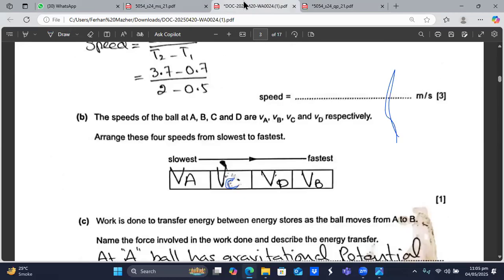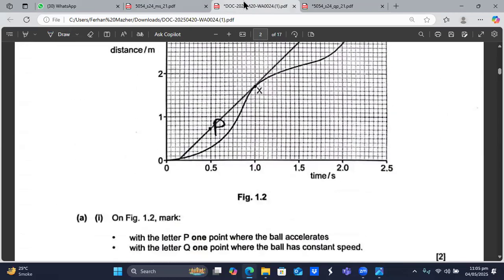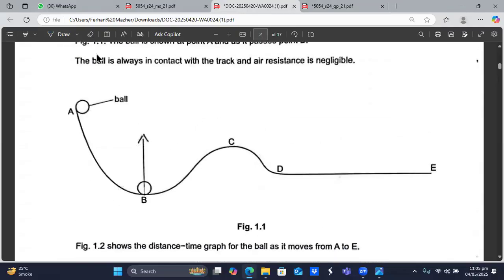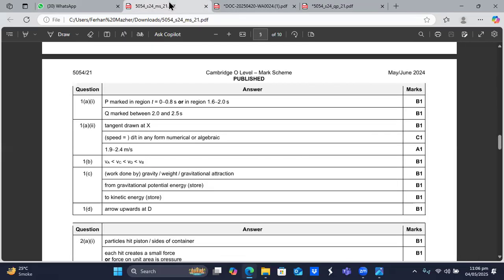Remember this thing. Let me show you here. We have done that here. So you see this resultant force at the point B, because this is a circular track here. The resultant force is always towards the center of that circular track. So you will draw the arrow like this. So you can see the marking scheme here.